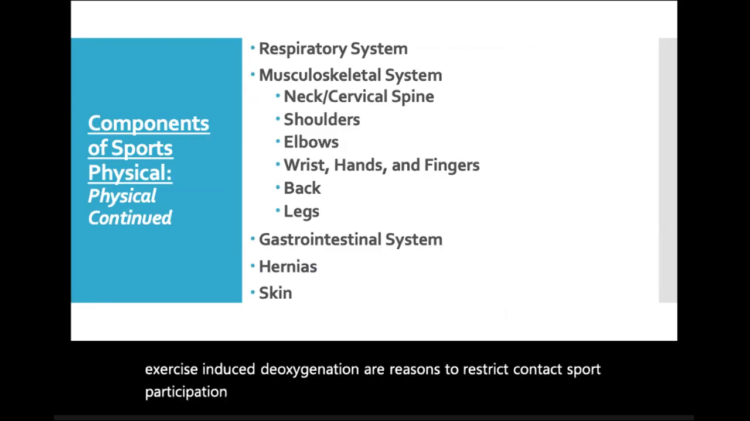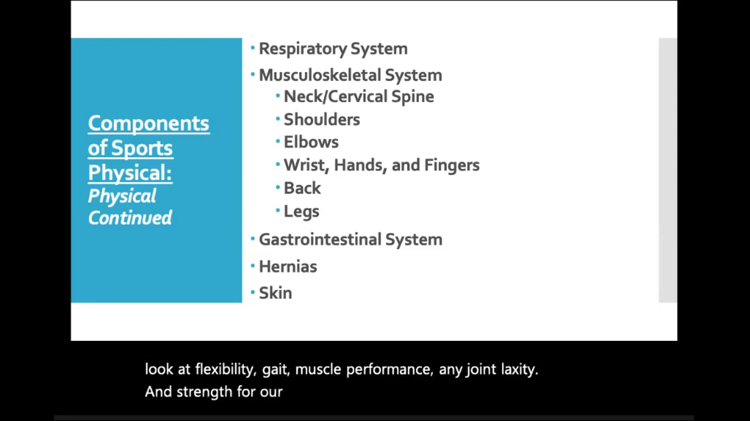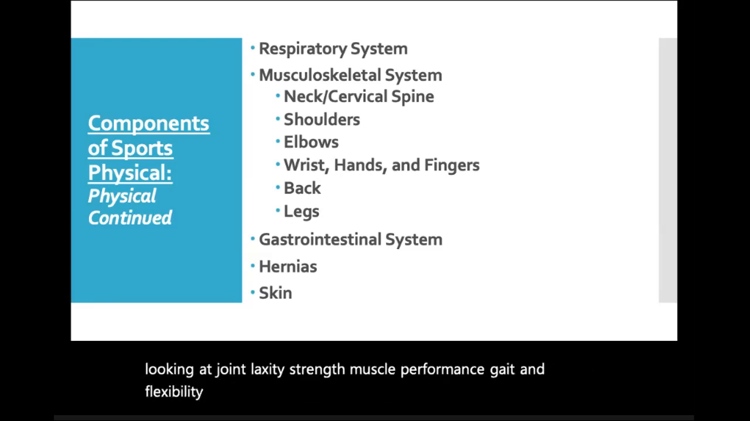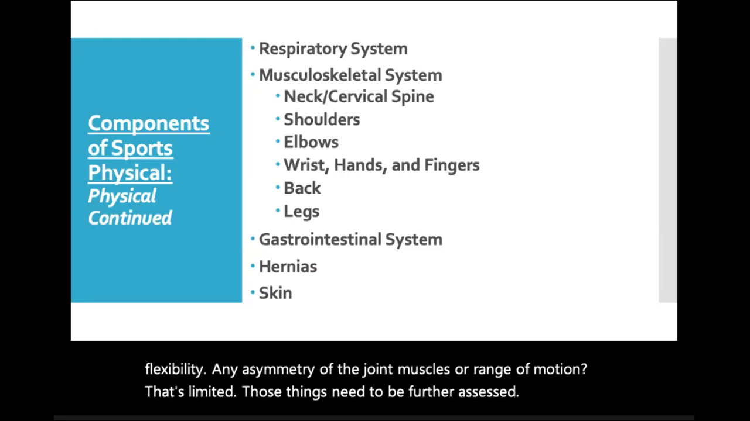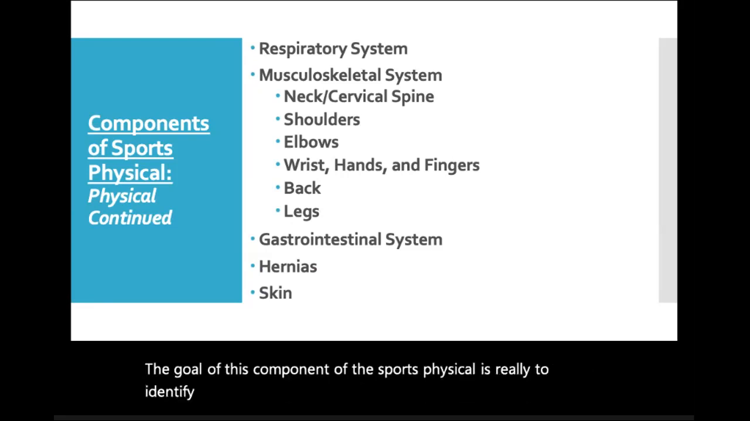In terms of your musculoskeletal system, you want to look at flexibility, gait, muscle performance, any joint laxity, and strength as key components for evaluation. So you're looking at joint laxity, strength, muscle performance, gait, and flexibility. Any asymmetry of the joint muscles or limited range of motion needs to be further assessed. The goal of this component of the sports physical is really to identify risks of and prevent injury, all right?